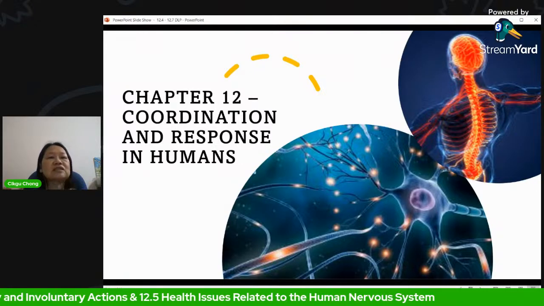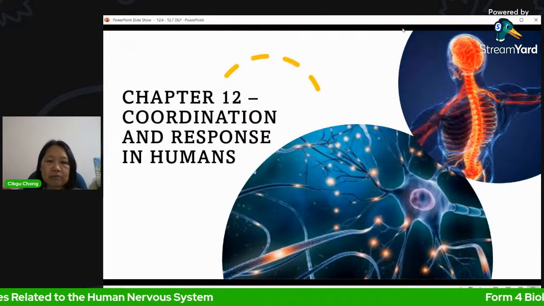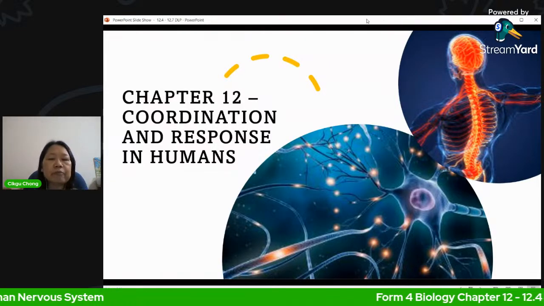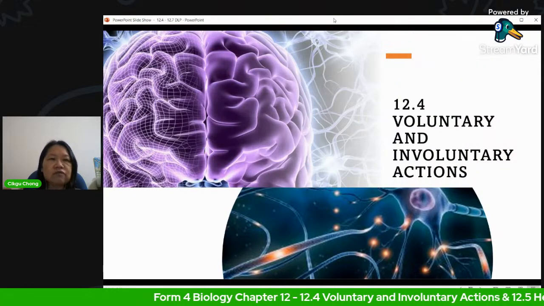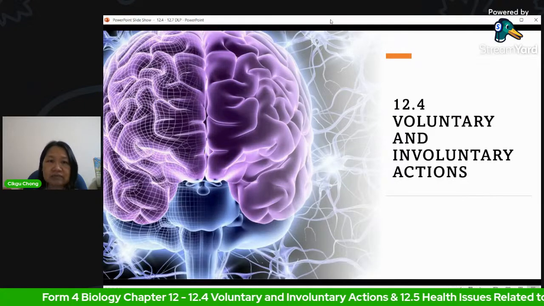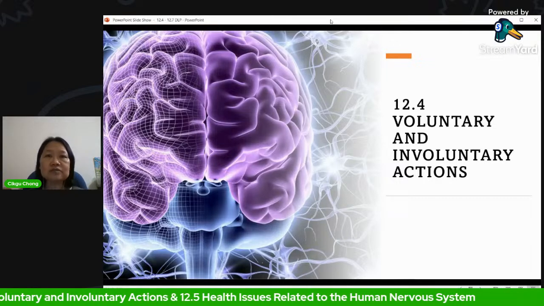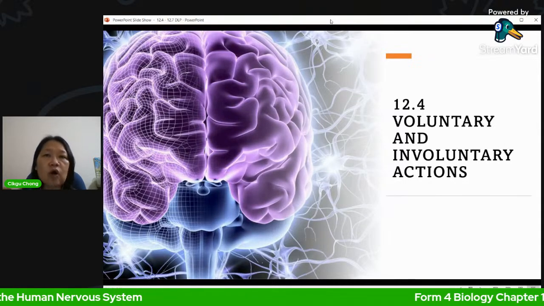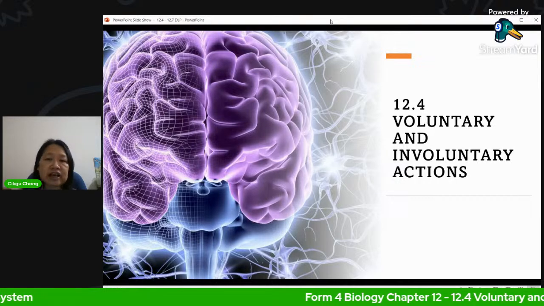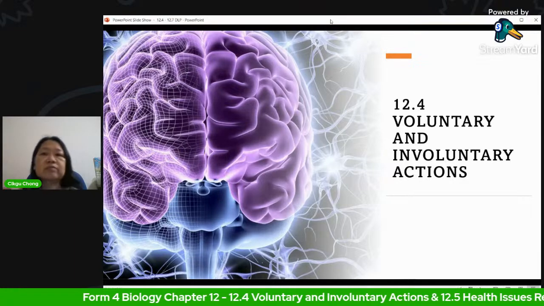So this is chapter 12, Coordination and Response in Humans, Form 4. Up to today, I'm going to do 12.4, which is voluntary and involuntary actions. It's a simple one because you have learned this in Form 3 before, in Chapter 1 of Form 3, when you learned about the human nervous system, the spinal cord and all this. So voluntary and involuntary actions are very simple. Just revise a little bit and add a little bit of information.